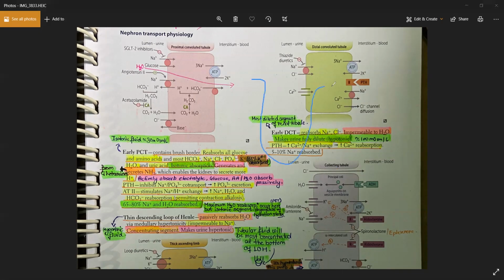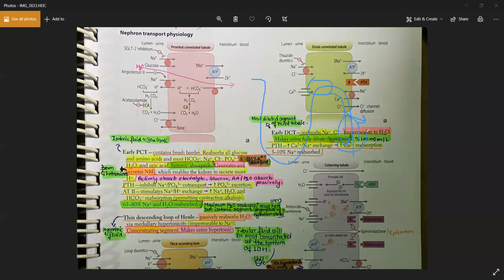As my urine flows from the DCT to the collecting duct, I will have a very isotonic concentration of my urine in the DCT, but this urine will become further dilute as it passes through the collecting duct because I have no transporters to reabsorb the water, right? Because ADH is not there to reabsorb it. In a hypervolemic state, the maximally diluted portion is the collecting duct, not the DCT.